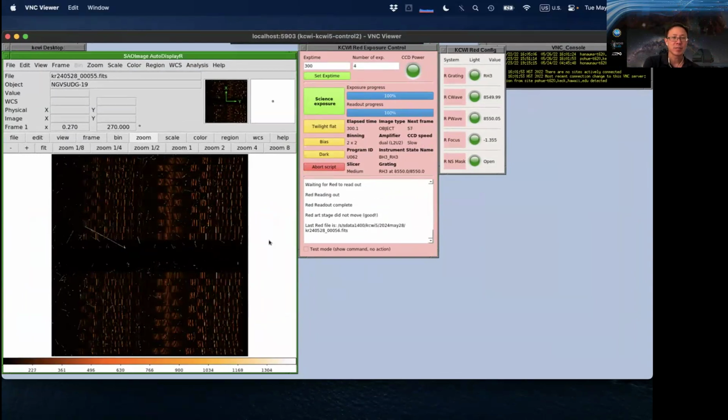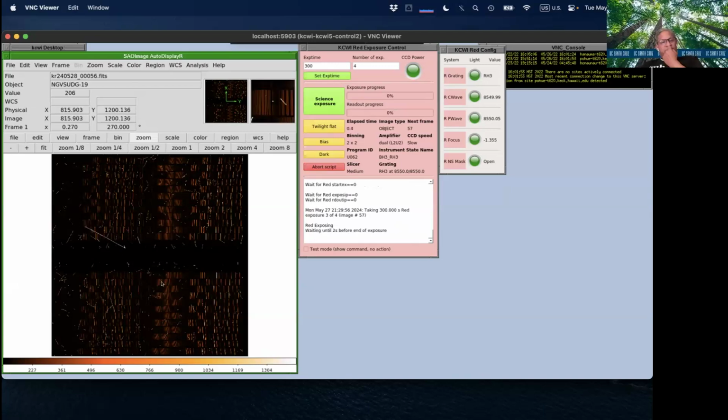Yep, here we go. Well, the skyline should stay the same, but then we have a whole new batch of cosmic rays. One of them is pretty long here. Very long. That must be grazing incidence of some sort.